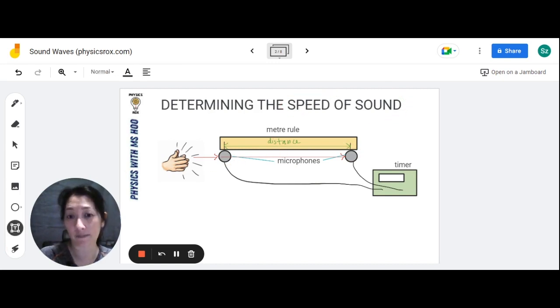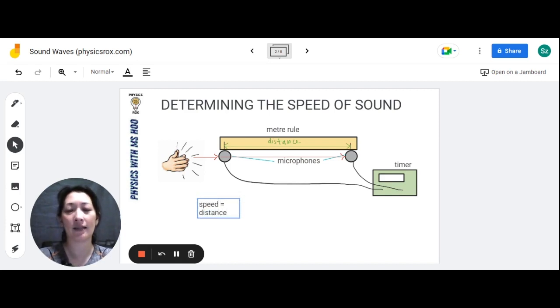In order to determine the speed of sound in air, you need to use the formula for speed of sound. Well, okay, the formula for speed in general, actually. So, can you recall the formula for speed? That's right. The formula for speed is distance over time.